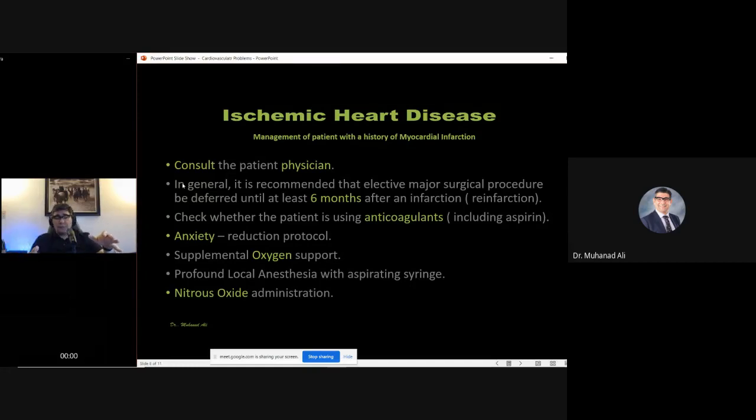But I have to use that with epinephrine plus an aspirating syringe to check whether I'm inside or outside the vessels. Some patients need a very elective small surgery. You can use plain, or you can use both. I block the patient with the plain, and I use adrenaline around the area to reduce the pain and reduce the bleeding.